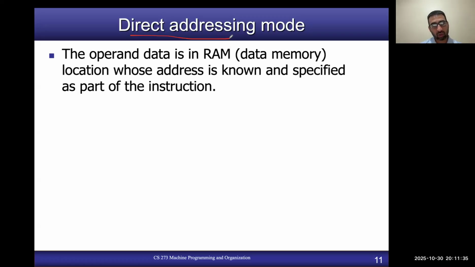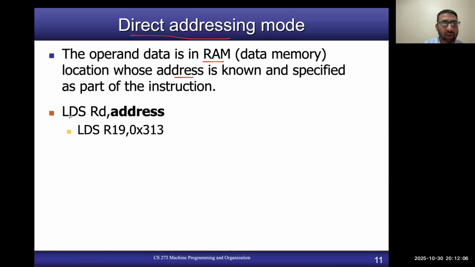So direct addressing mode is the first addressing mode we are going to see that actually allows reading the data from a memory location, right? The operand data is in RAM, that is in a data memory location, whose address is known and specified as part of the instruction, right? Remember, in immediate addressing mode we were specifying the operand as part of the instruction. But in direct addressing mode, we are specifying the memory address of the operand as part of the instruction.